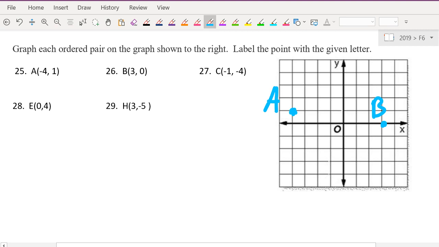Okay, 27. Left first, then down. Remember, run before you jump, or move left and right before you go up or down the ladder. That's letter C. All right, 28. We don't go left or right. We just go up. So that is E. And then 29 is H. To the right 3 and down 5. So that's way at the bottom. H.